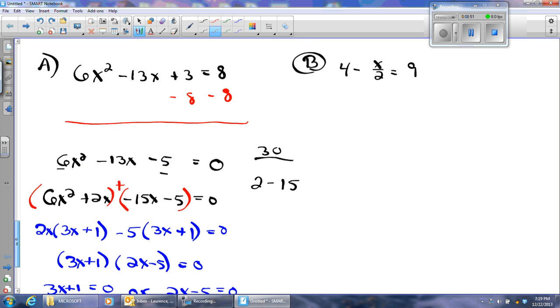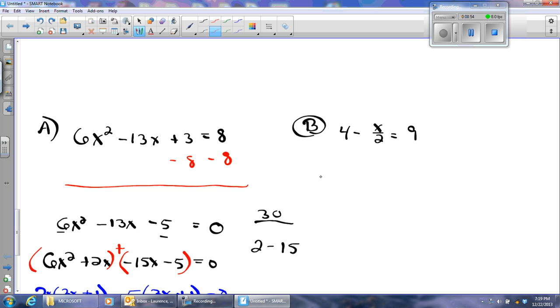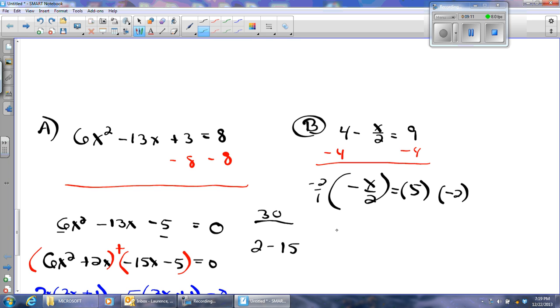All right, problem B is linear. So to get rid of the 4, I'm just going to subtract 4 from both sides. In doing so, I will get -x/2, and that'll equal 5. Multiply this side by -2/1. Multiply by -2, and I'll get x equal to -10.